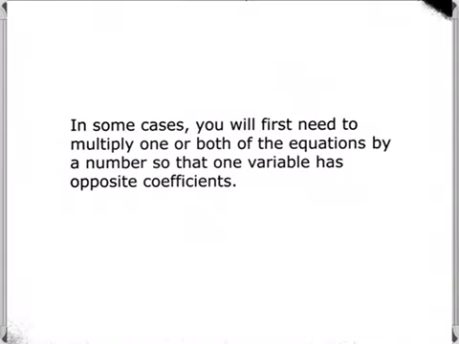In some cases, you're going to find that you need to multiply one or both equations by a number other than just negative 1. So let's say the numbers don't match up at all. Sometimes you have to double the entire value of one equation or multiply the entire equation by a negative 3 in order to make sure you have opposite coefficients somewhere so that your variables cancel out. At least one of the variables cancels out.